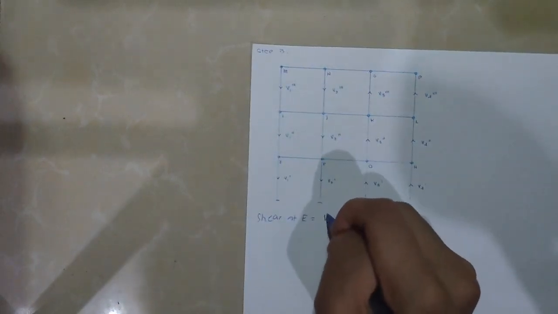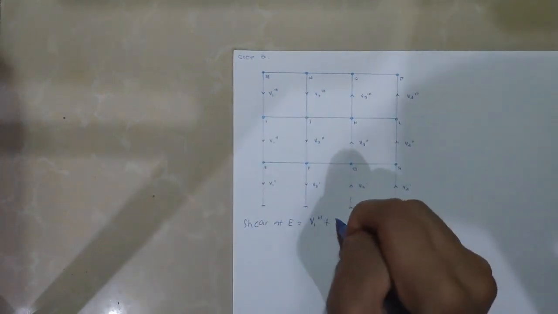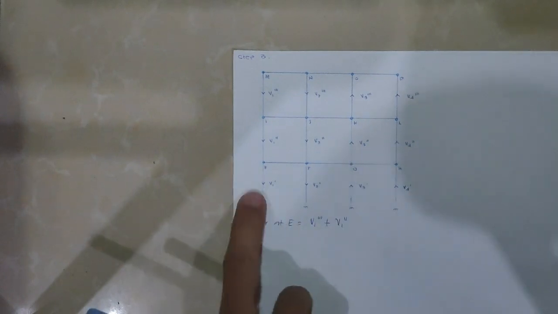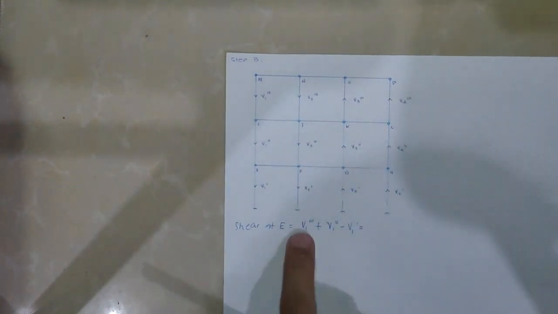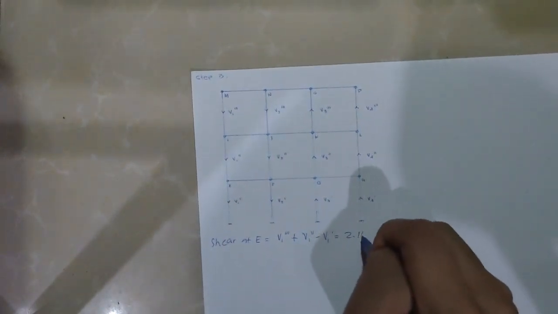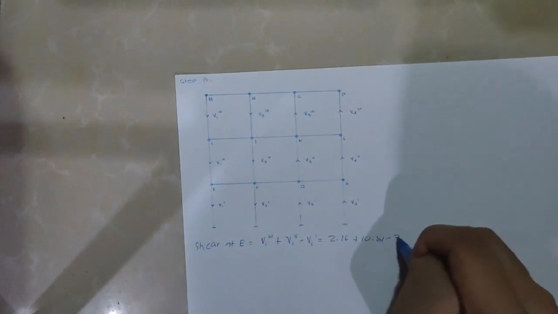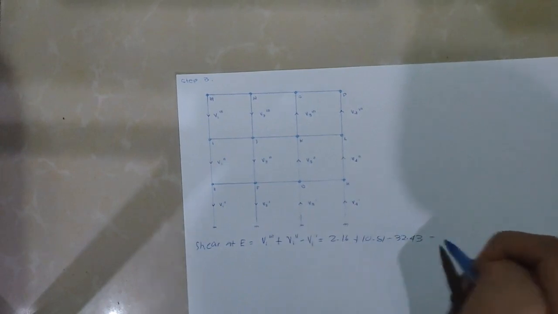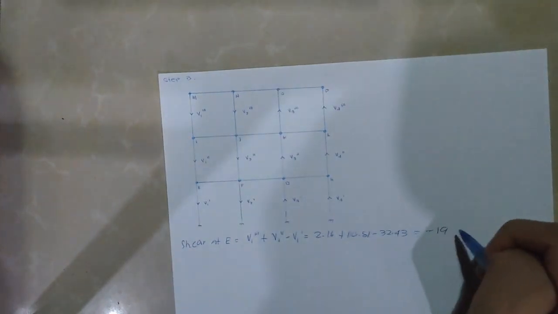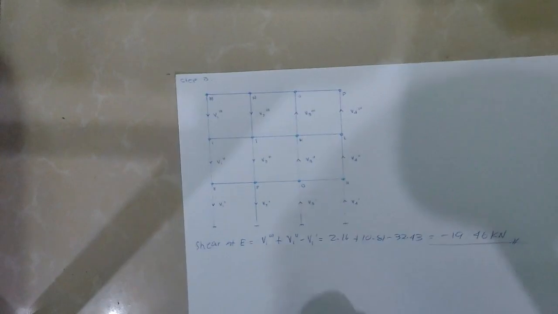So V1 of the third floor is positive, V1 of the second floor is also positive, and this one, since it is pointing away from the point, the first floor is negative. Since we have solved their values already, we input 0.16 plus 10.81 minus 32.43, which equals 10.46 kilonewton. That is the shear at E.